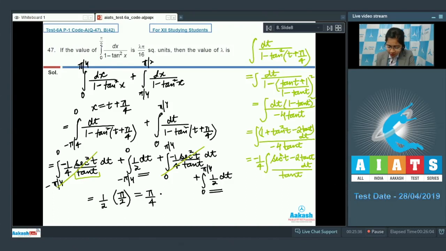Now it has been given in the question to be equal to lambda pi upon 16. So the value of lambda will be equal to 4. So this is the answer of this question. I hope the question is clear to you.